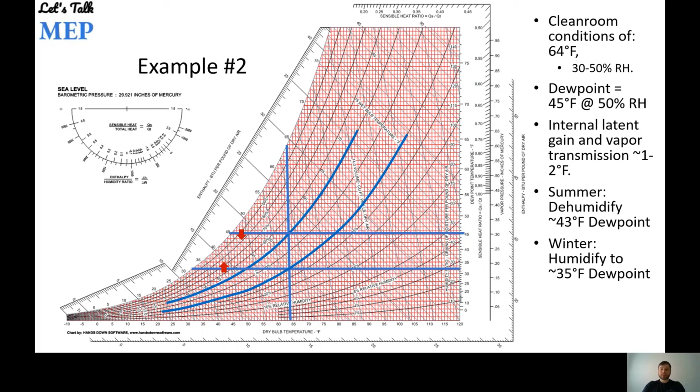For your winter condition, you basically have 35 degree dew point, so you'll probably be at 33, and then you want to humidify a little more for your latent transmission to other spaces that are not humidified.